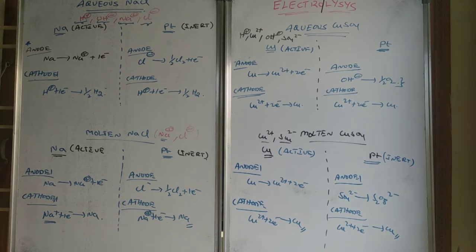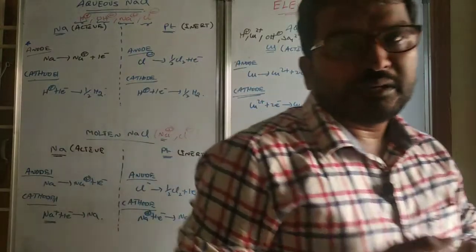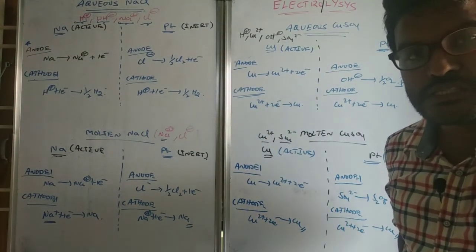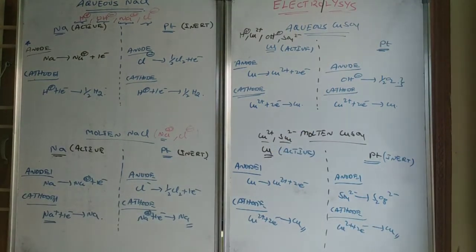Is it clear? Hope you have all understood this thing: what is cathode and what is anode, what are the basic terminologies in electrolysis, when more than one cation and one anion is present which will come and deposit first, how many types of electrodes are present, how to understand the electrolysis phenomena. Go through this.